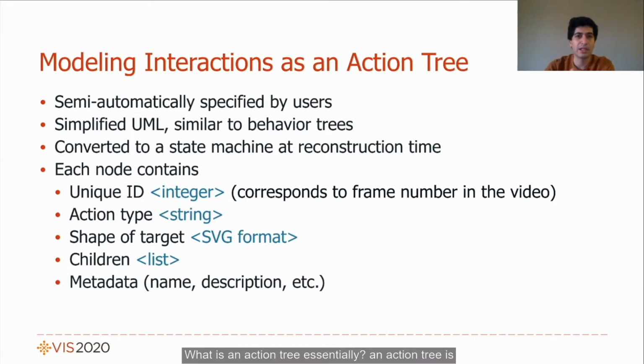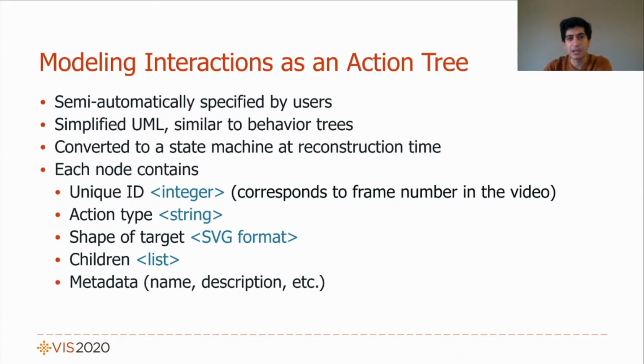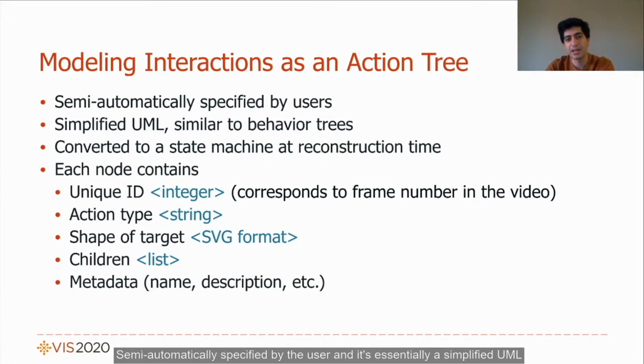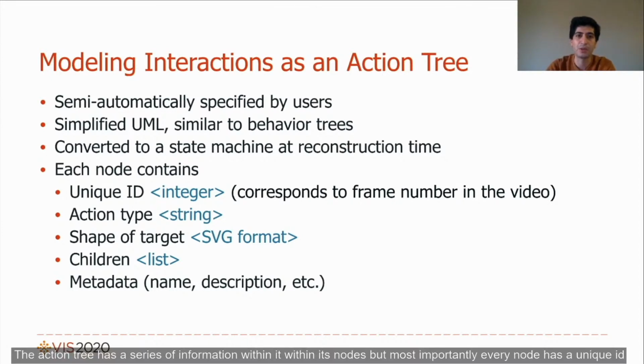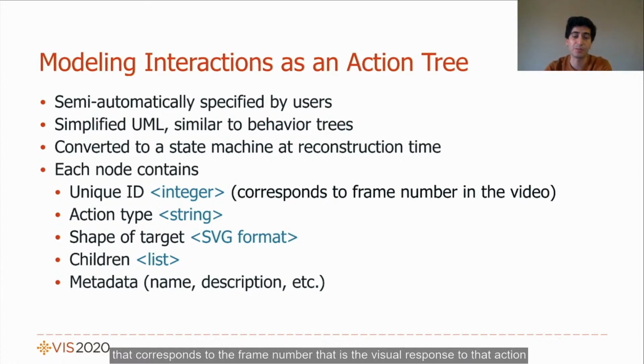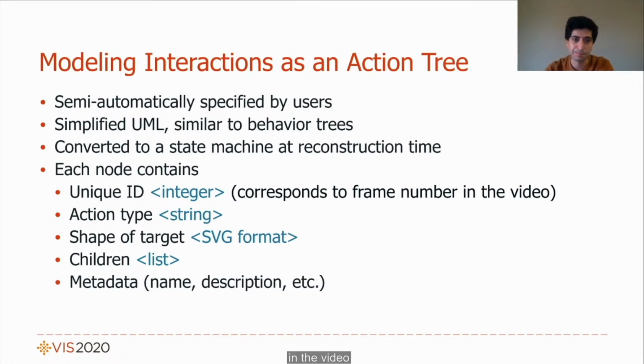So what is an action tree, essentially? An action tree is semi-automatically specified by the user, and it's essentially a simplified UML similar to behavior trees. And later on, whenever we reconstruct the interactive experience in the browser for a Loom object, we convert this action tree to a state machine that models the interaction with the application. The action tree has a series of information within its nodes, but most importantly, every node has a unique ID that corresponds to the frame number that is the visual response to that action in the video.